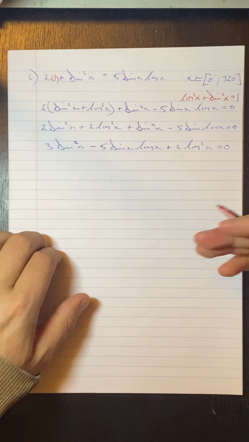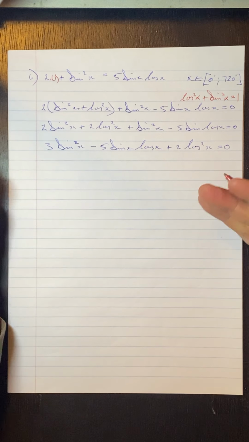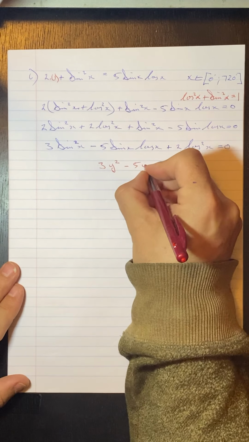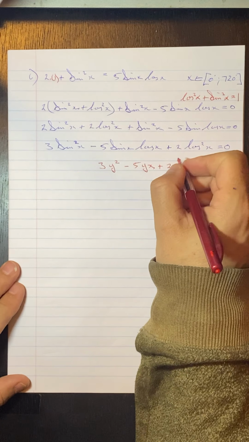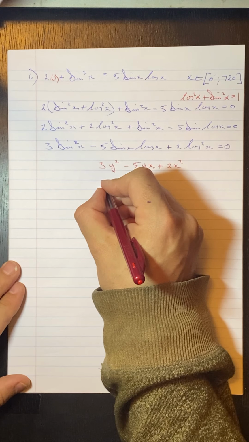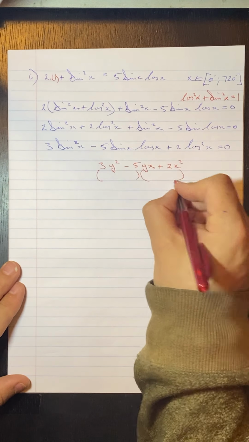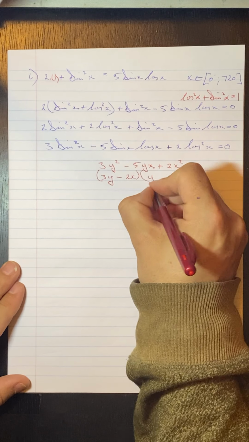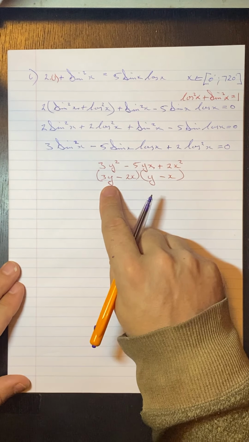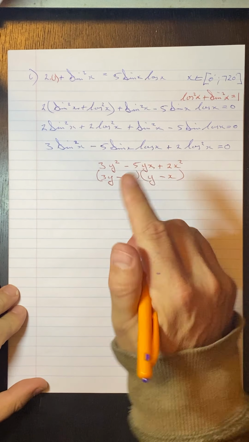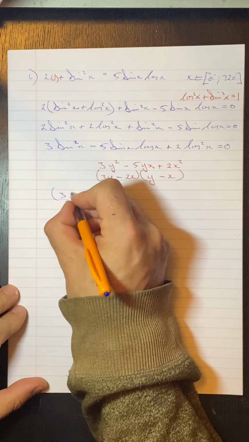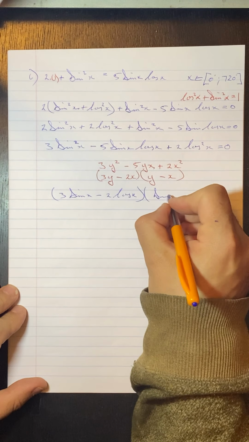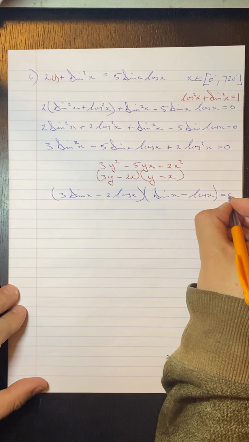equals 0. Now, if I do my little substitution, sines become y, coses become x. We are going to get 3y squared minus 5yx plus 2x squared. And if we factorize that, we're going to get 3y minus 2x and then y minus x. Okay, back substitute, making y sine and x's cos. And we get 3 sine x minus 2 cos x, sine x minus cos x equals 0.